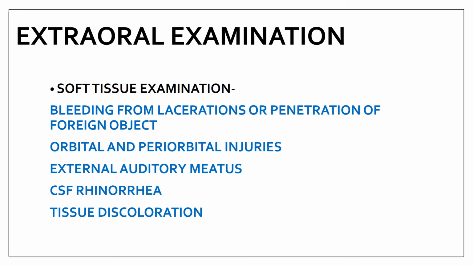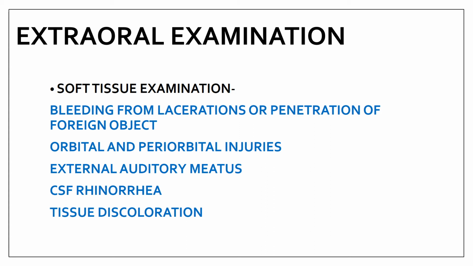In extraoral examination, the first is soft tissue examination. In soft tissue, you're going to see if there are any bleeding points from a laceration or the penetration of a foreign object. If that bleeding is severe, you're going to control it at that point only. The next is you're going to look for orbital and periorbital injuries.